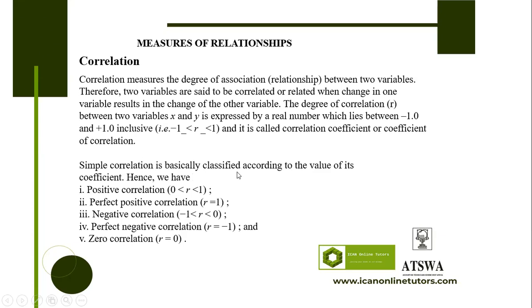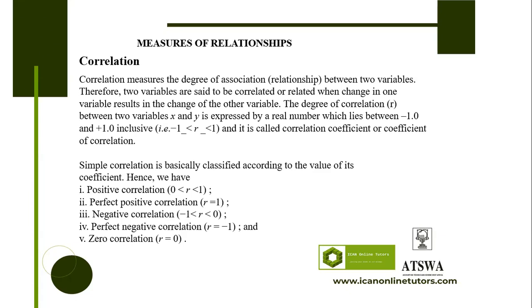Simple correlation is basically classified according to the value of its coefficient. Note this because of your short answer questions and your objectives. Number one is positive correlation. Positive correlation is 0 less than r less than 1. So it's between 0 and 1. In normal English terms, it's talking about positive figures.